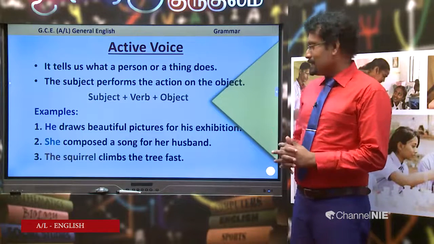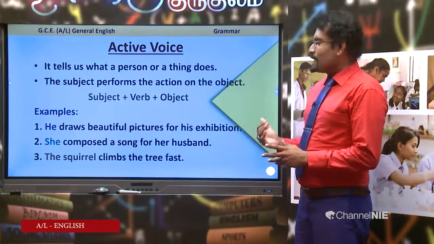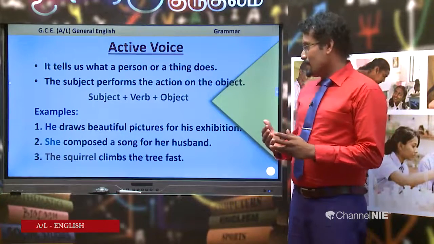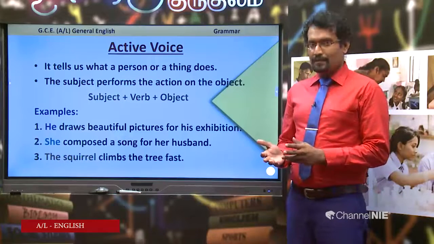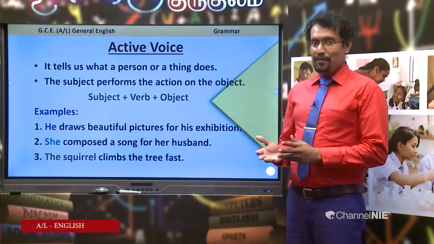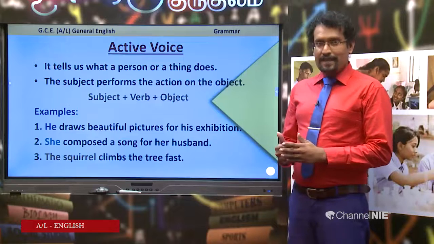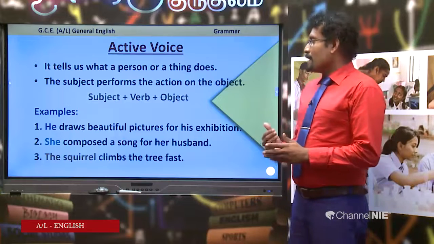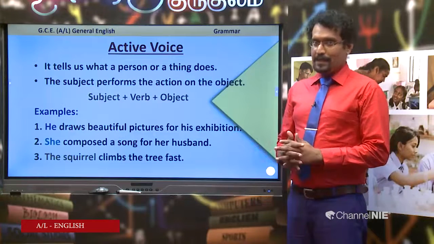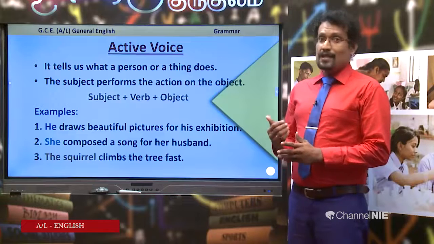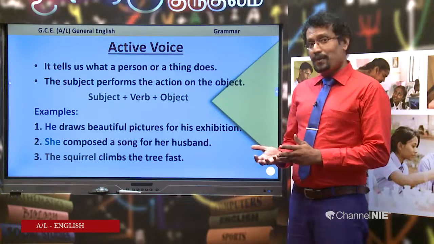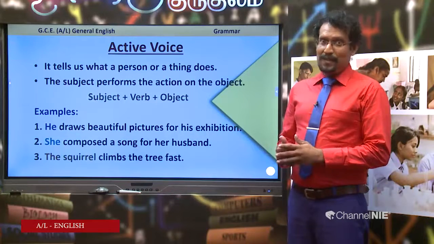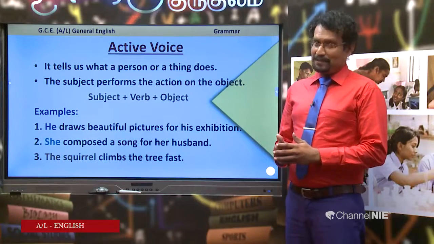Second sentence, she composed a song for her husband. She is the subject, composed is the verb, a song is the object. What did she compose? She composed a song for her husband. So, that means husband has a sweet wife, very loving wife.